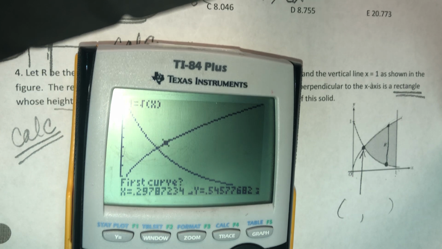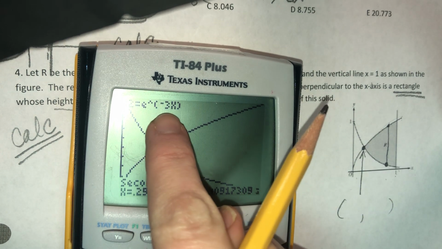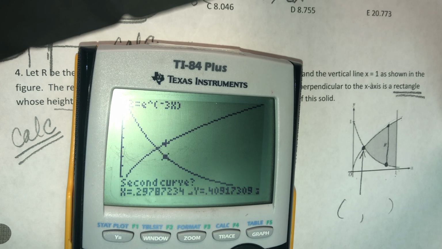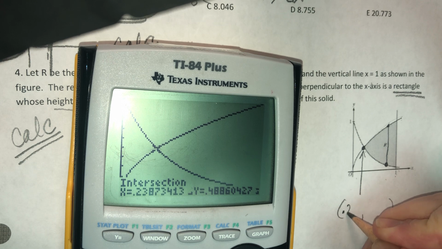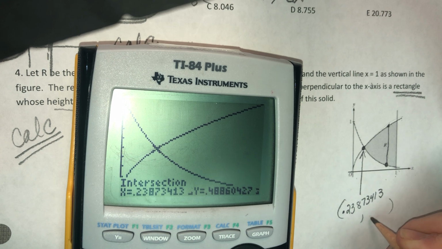So I'm going to press enter here, then it says second curve question mark, and you can see now it's moved to the e to the x curve. So yes, I'm going to hit enter again. Yes, we do not care. Press enter a 3rd time. And now it tells us the intersection is 0.2387341 and 0.4886047.